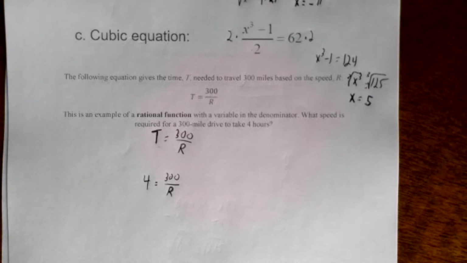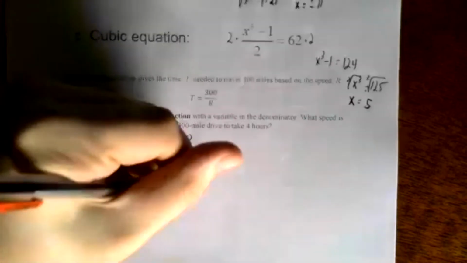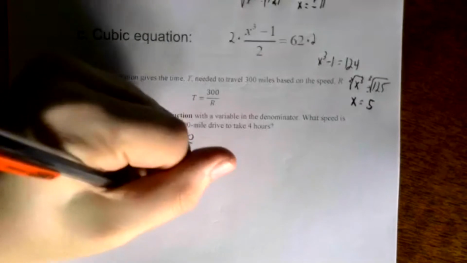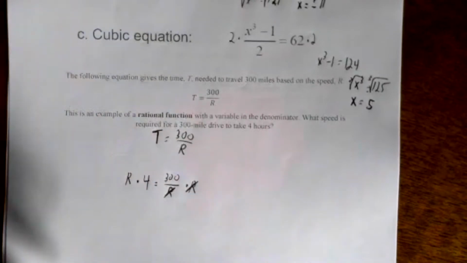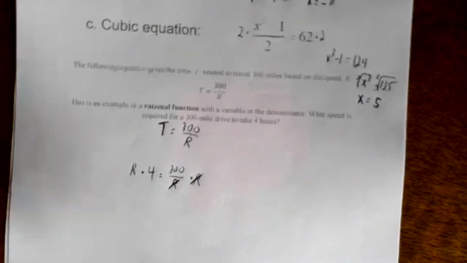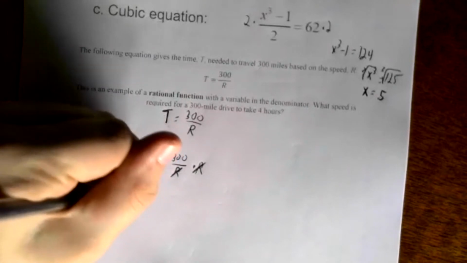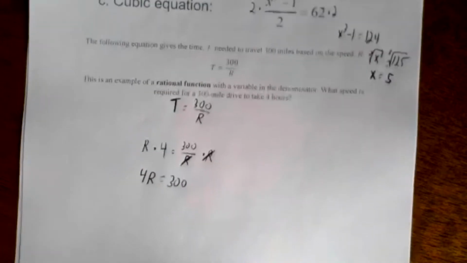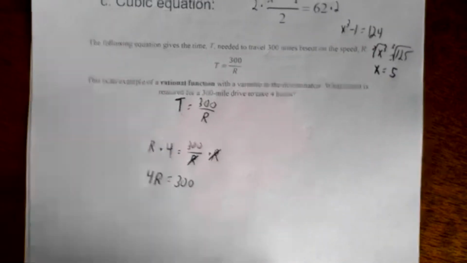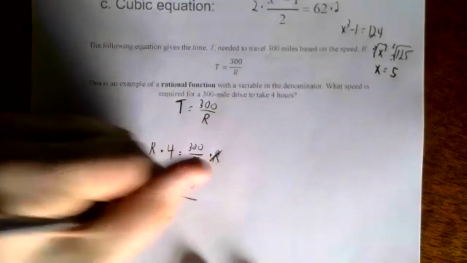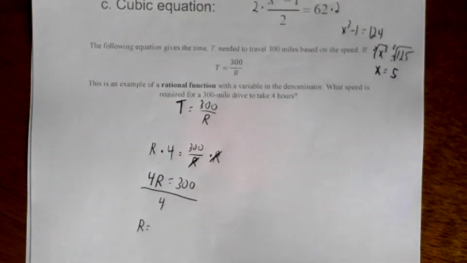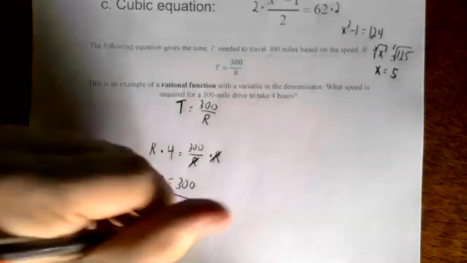So I could do cross multiplication again, right? But what if I did this instead? What if I just multiplied by r on both sides? So then the r's on this side will cancel, right? And I end up with 4r on the left. So 4 times r, or 4r, and that equals 300. Right? And now I can just solve for r by dividing both sides by 4. So we get r equals 300 over 4, which is 75.